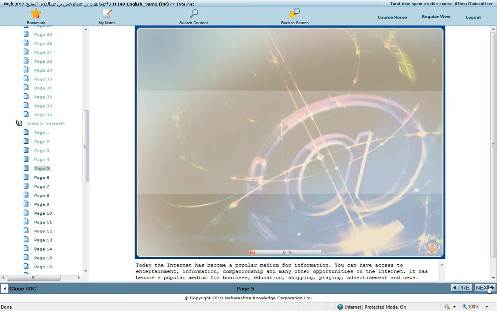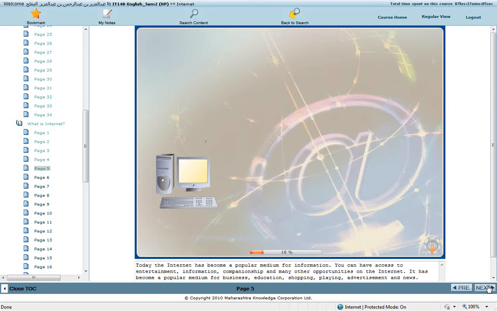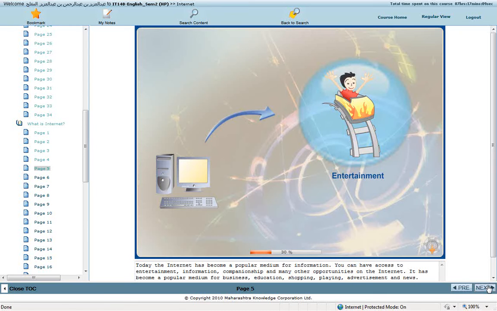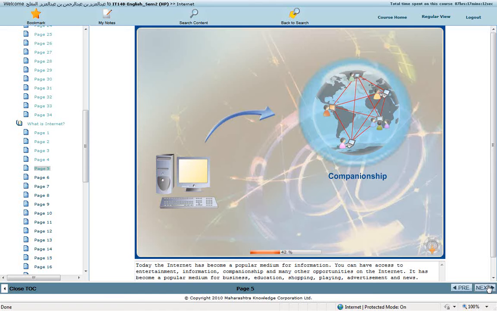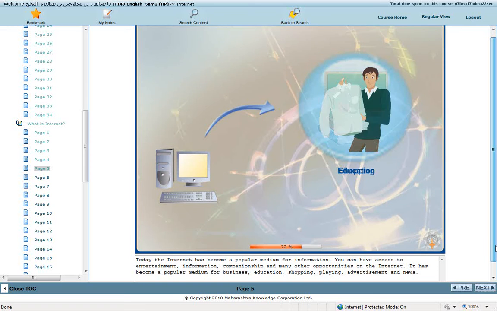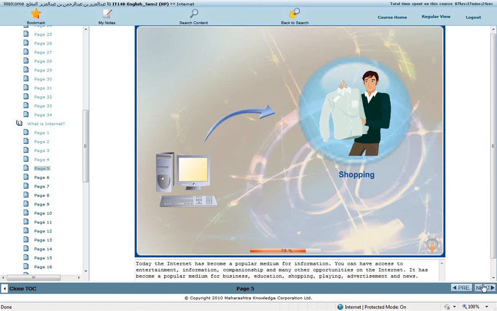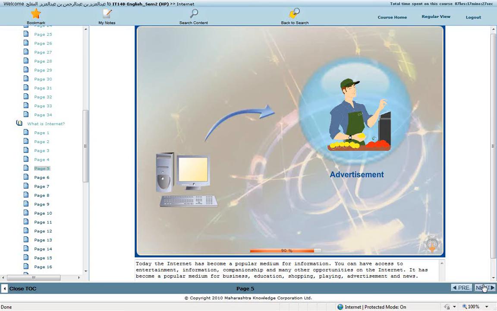Today, the Internet has become a popular medium for information. You can have access to entertainment, information, companionship, and many other opportunities on the Internet. It has become a popular medium for business, education, shopping, playing, advertisements, and news.